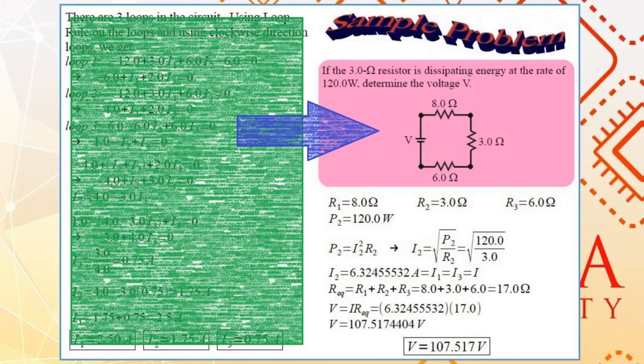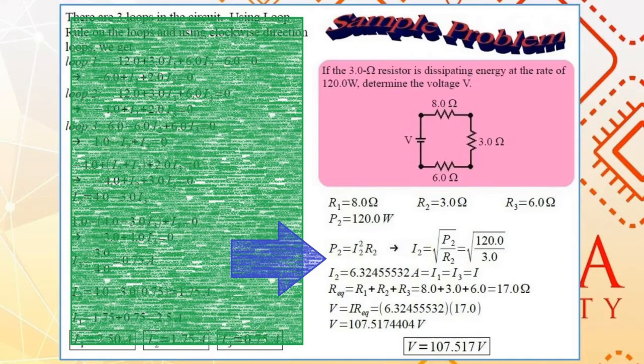And finally, we have the last example. You have the following figure. Voltage V and three resistances, 8 ohms, 3 ohms, and 6 ohms. If the 3 ohm resistor is dissipating energy at the rate of 120 watts, determine the voltage V. As you can see, there's only one voltage source, so we don't really have to use Kirchhoff's rules to analyze the problem.